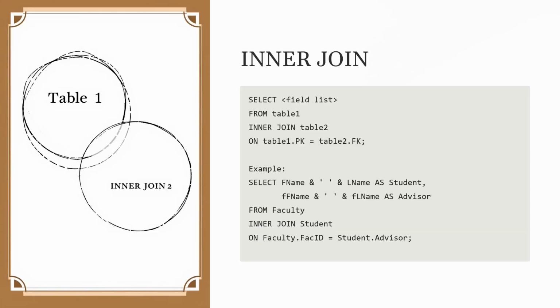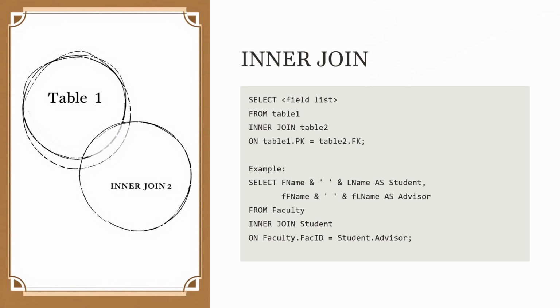So let's talk about inner join. An inner join returns only matching rows from both tables based on a common key. Rows without a match in either table are excluded. The syntax here can be: select field list from table 1 inner join table 2 on table 1's primary key equals table 2's foreign key. So the primary key in one table connects to the foreign key in another.